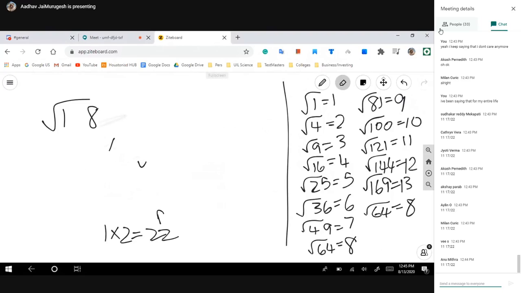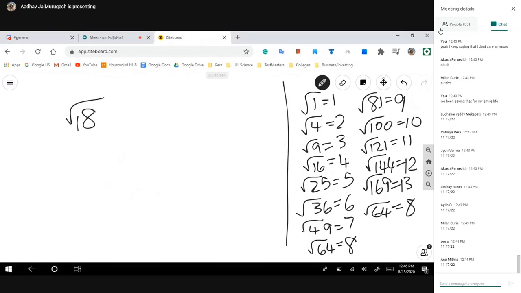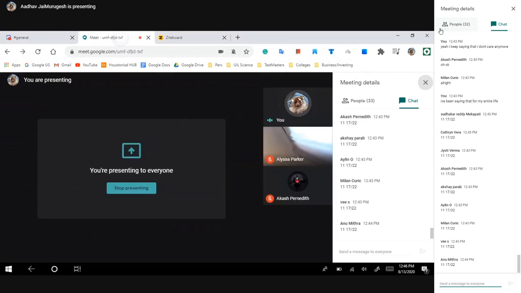Our next practice problem is going to be very, very simple. It's just the square root of 18. It's extremely easy: it's not a three-digit number, it's a two-digit number, and it's below 20 also. I'm going to give you around 1 to 2 minutes for this question.